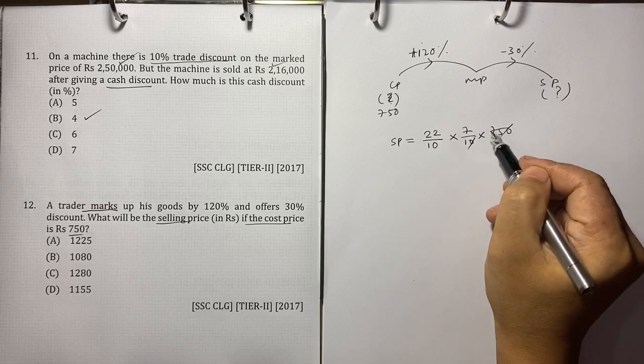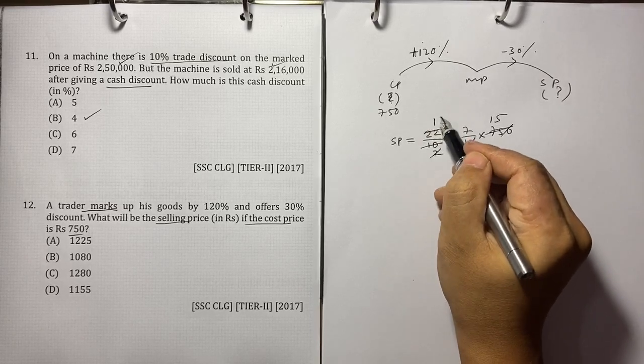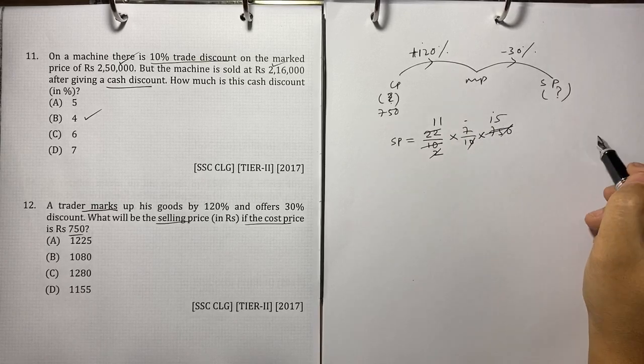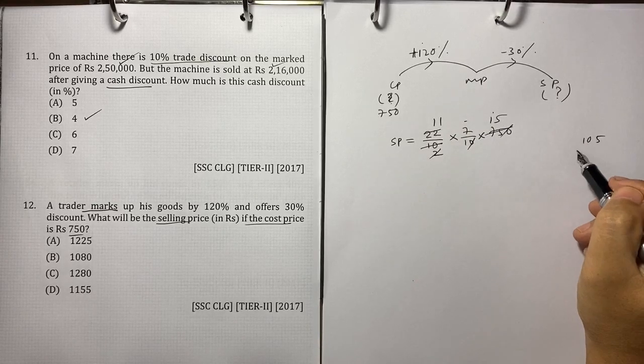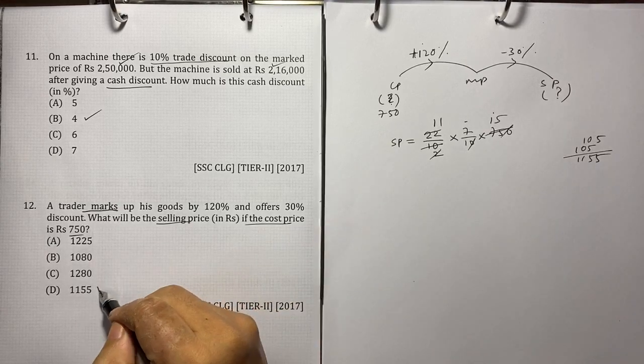Okay, cancel, this will be 15. Cancel, this will be 2. Cancel, 11. So then you multiply 35, 3 and 105 into 11 will be 1155. So this will be the answer.